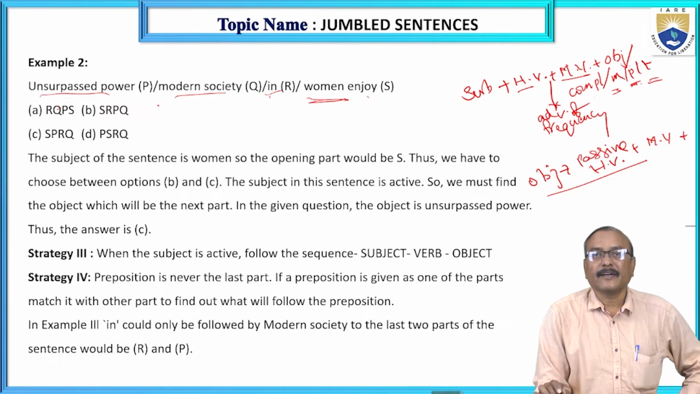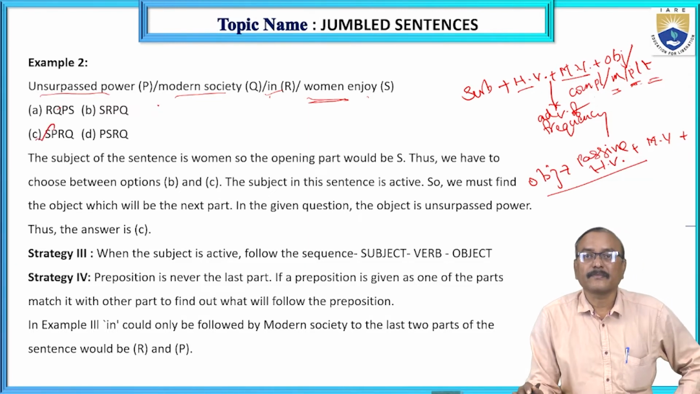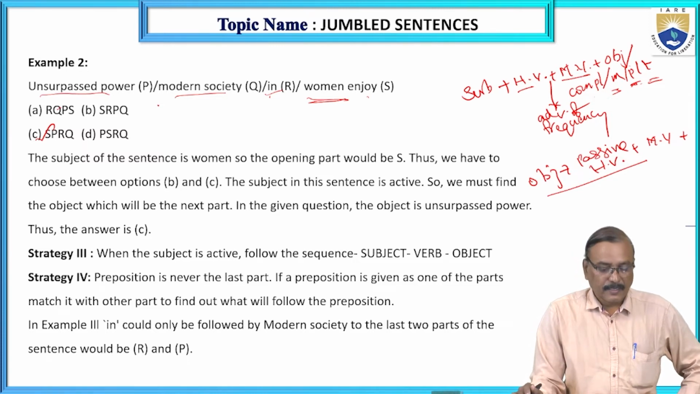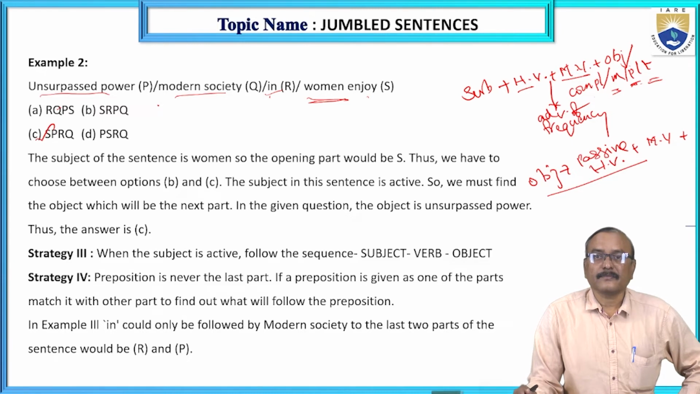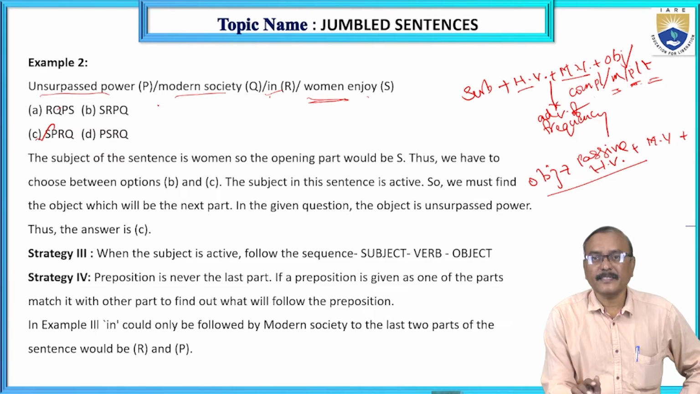S, P, R, Q. This is the answer. Is it clear? Now, you see whether the sentence is in active voice or passive voice here. Generally in the active voice, subject, verb, object. Is it clear? So in the passive voice, it is reverse. That's it.